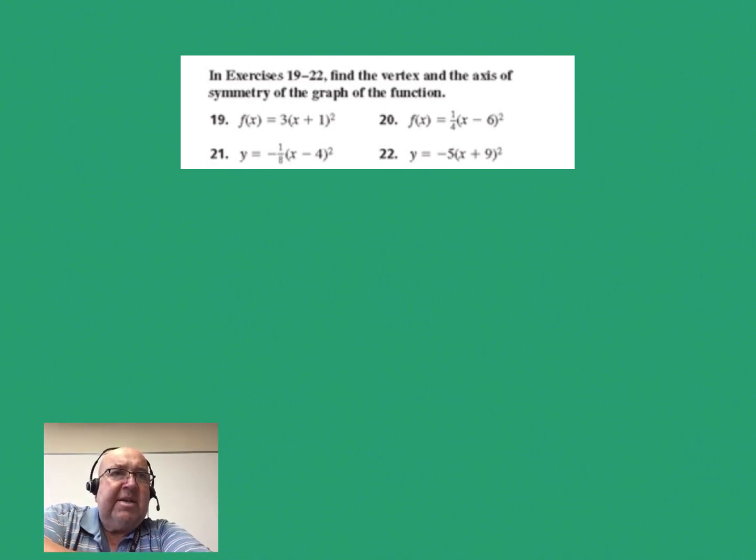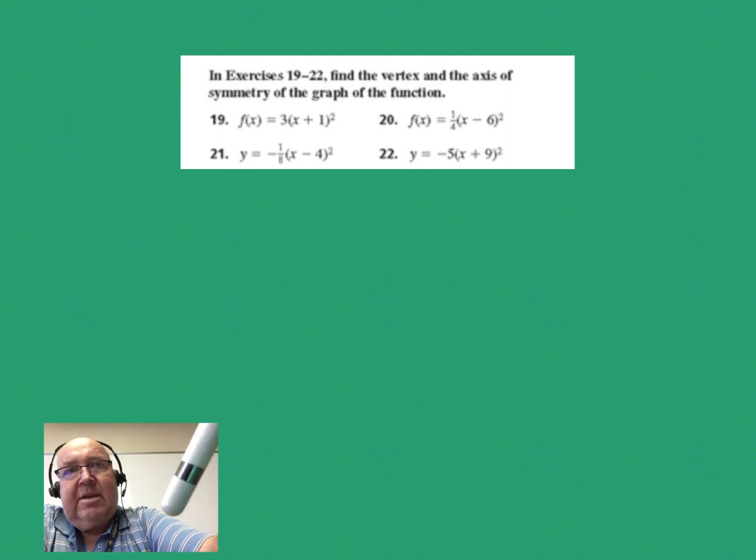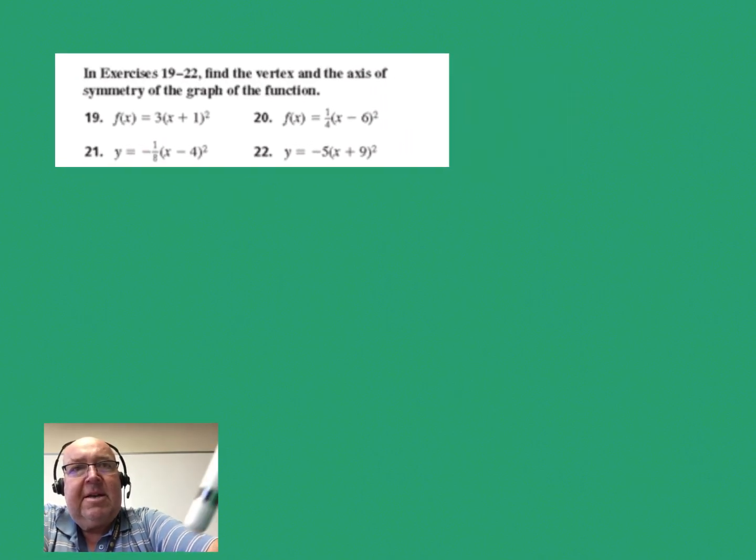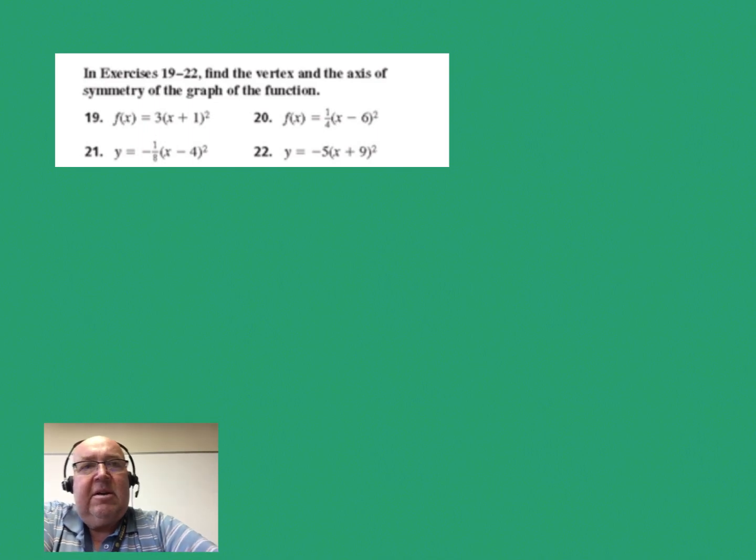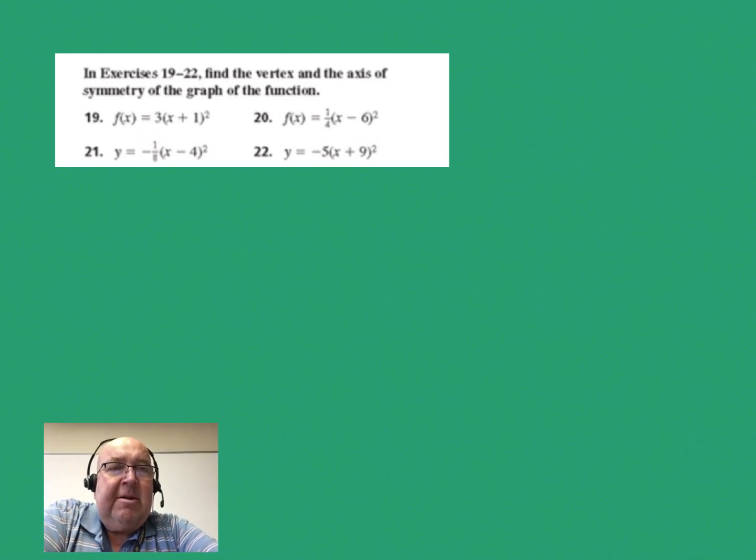So in the exercises, find the vertex and the axis of symmetry for the graph of the function. I'm going to get some more room over here to the side. Alright, so number 19, there is no k value, so that means our vertex is going to be negative 1 and 0. That's the vertex. And our axis of symmetry is x equals negative 1.